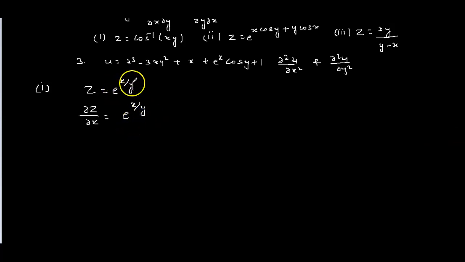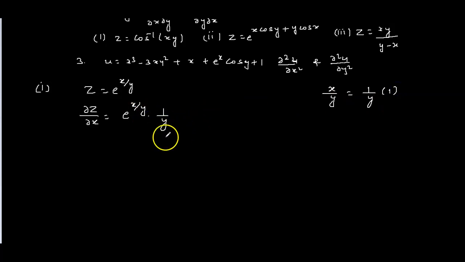Now this x by y we need to differentiate with respect to x. So here the constant is 1 by y, and the remaining x is left here, and the differentiation of x is 1. So we can write here this one times 1 by y.